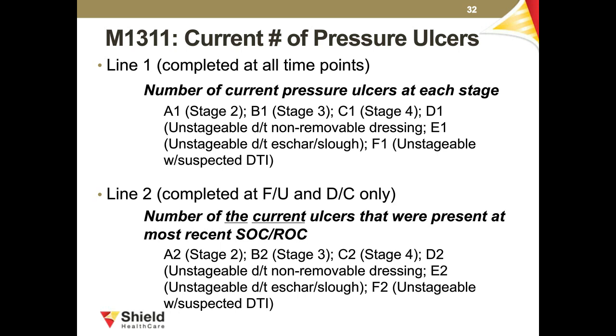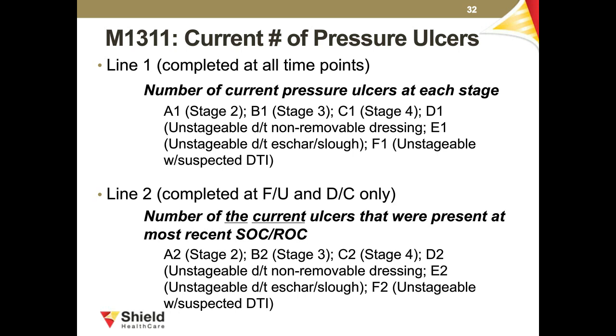Line 1 is completed at all time points, and it's clearly asking what is the number of the current pressure ulcers at each stage. Now we only look at stage 2 and higher for this, so stage 2, stage 3, and stage 4, but it also looks at the number of pressure ulcers that are unstageable, either due to a non-removable dressing, due to the wound being covered with eschar or slough, so you can't see the stage, you can't determine the stage, or unstageable because it is due to a deep tissue injury.